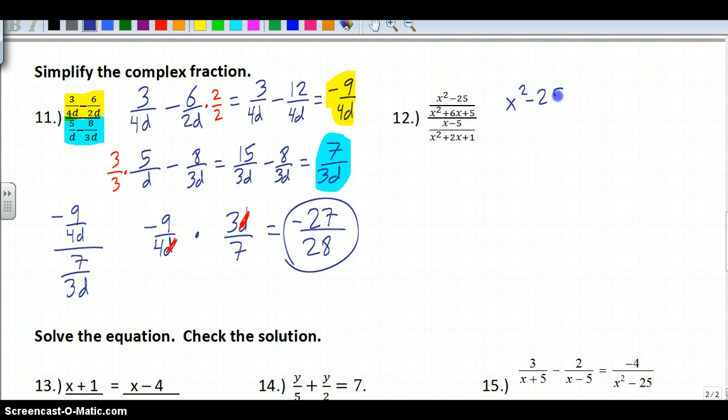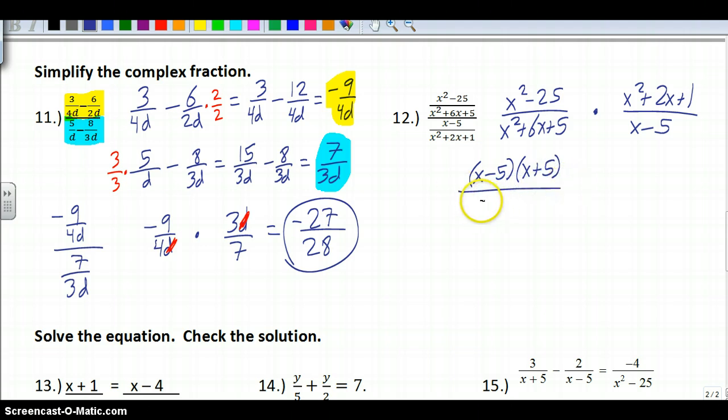So I might as well go ahead and keep flip change. Keep the first fraction. Flip the second one. And change the problem to multiplication. X squared minus 25, of course, factors into x minus 5 times x plus 5. X squared plus 6x plus 5. What multiplies to 5 and adds to 6? Well, that's 5 and 1. Times what multiplies to 1 and adds to 2? Well, that's 1 and 1. And, of course, you have the x minus 5.